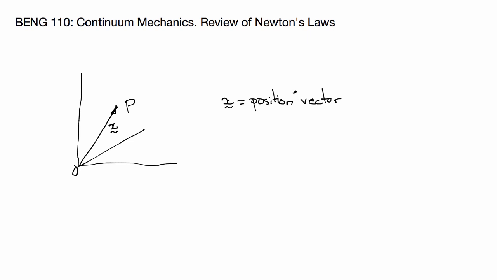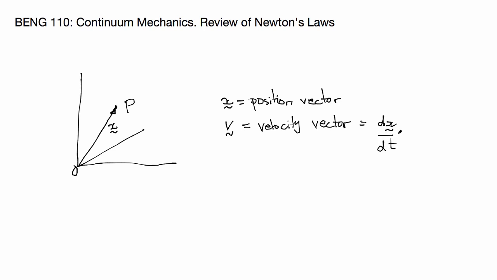We'll assume for now that the mass of the particle is constant, and we refer to this as an inertial reference frame. And so in this inertial reference frame, we can define other properties and vectors. So v, the velocity vector, will of course be equal to the derivative with respect to time of x. Then the derivative with respect to time of v will be the acceleration vector.